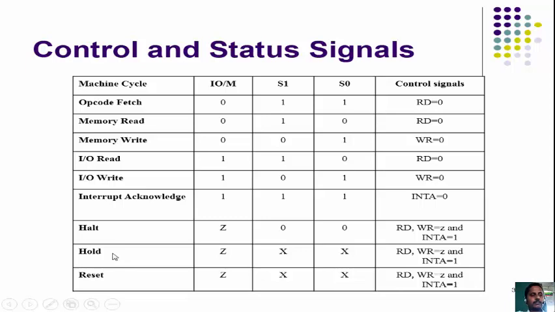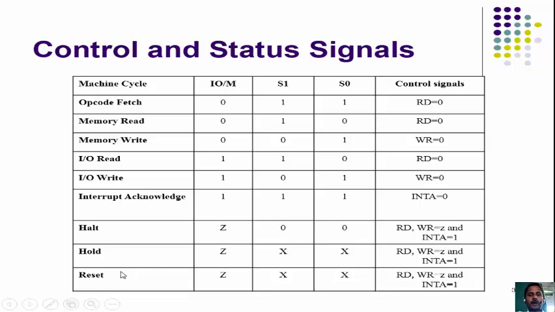Then the hold pin. Suppose there is a hold request from the external peripheral to the processor. At that time IO/M bar is in high impedance state, and S0 and S1 are don't care conditions. Again the same, read bar, write bar are in high impedance state, and INTA bar is active high.